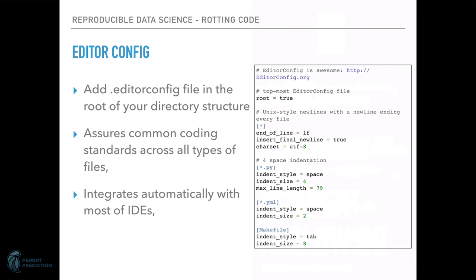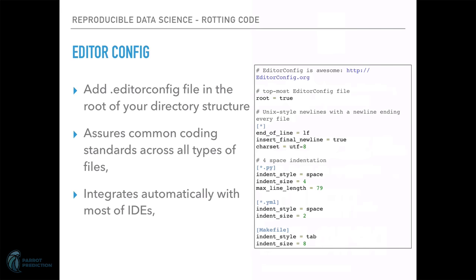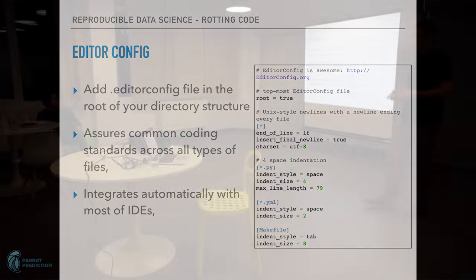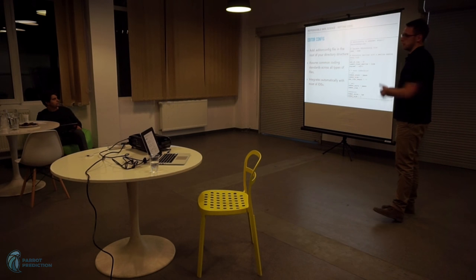Another nice tip is that in your project, you can include a special file called .editorconfig. It's a project whose aim is to guarantee that there is the same convention across various files recognized by their extension. For example, you can assure that all Python files in the project are formatted in the same way. The nice feature of that is that it integrates automatically with most popular IDEs, and in this way you can assure that the project looks exactly the same for all team members.